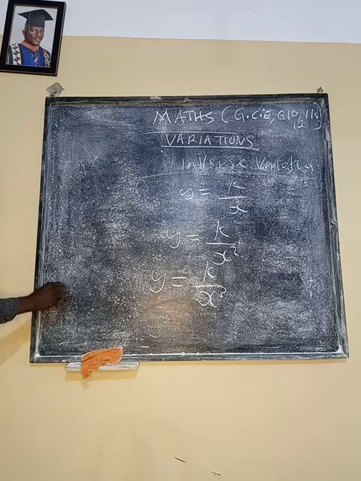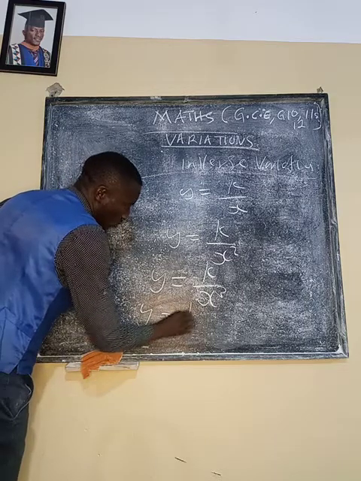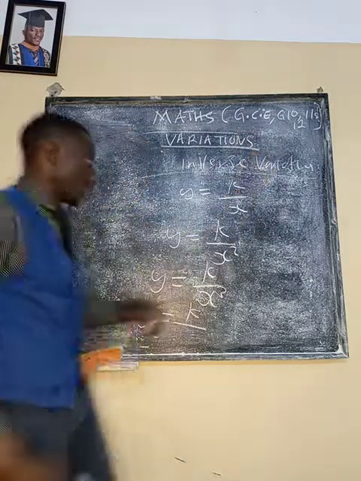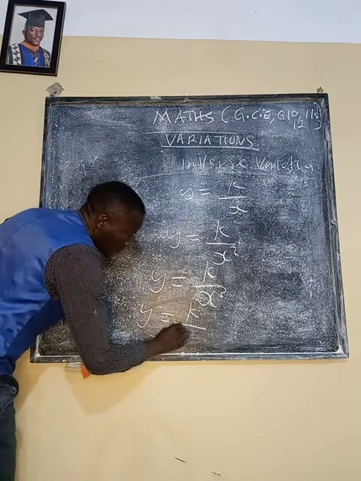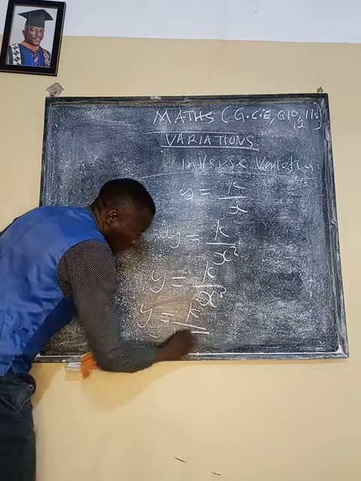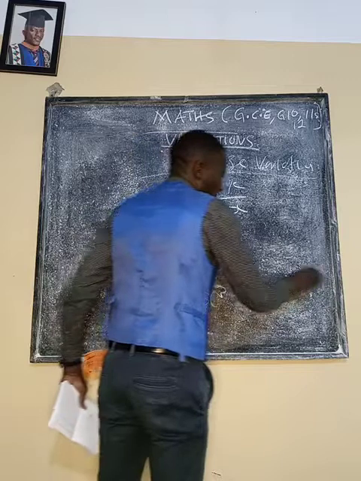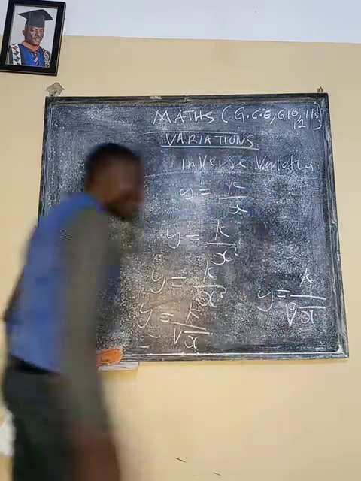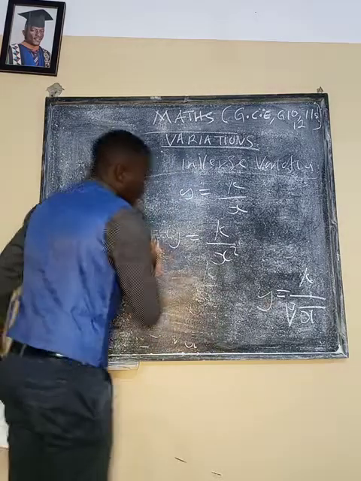Then the other one, we can have y varies inversely as the square root, so we have k over the square root of x, something like that. Y varies inversely as a cube root, it will have something like that, k over the cube root of x. So that is about inverse variation.